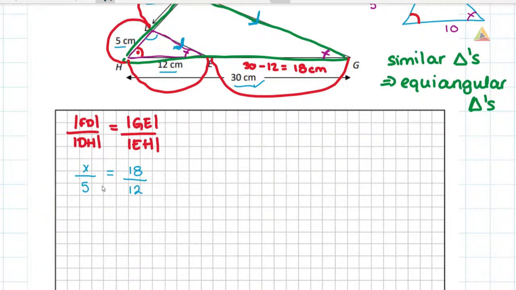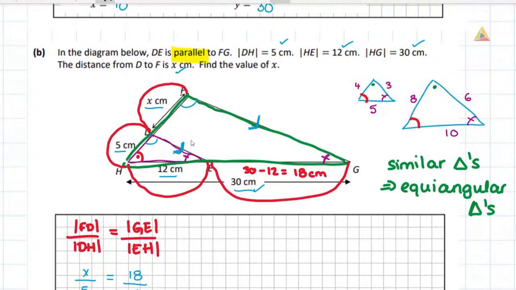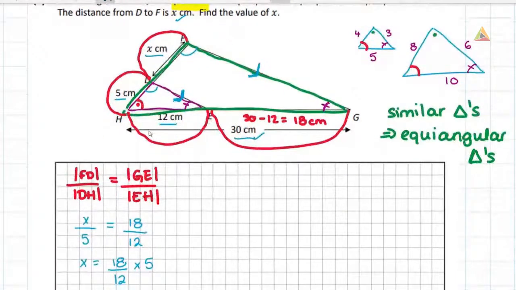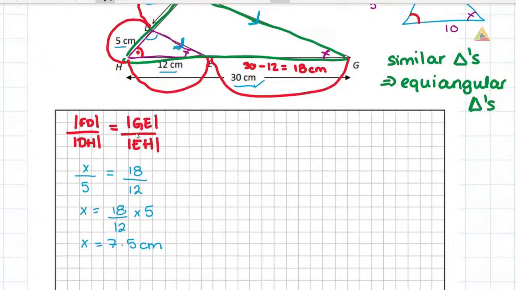With this, I'm just going to multiply both sides by 5. So I'm going to say x is equal to 18 over 12 multiplied by 5, and that gives me that x is equal to 7.5 centimeters. And that was what the question asked me to do, find the value of x. So by using our ratio of proportion of sides of similar triangles, and we had to look for our corresponding angles to solve that one, then we're able to work out the length of x, and it's 7.5 centimeters.